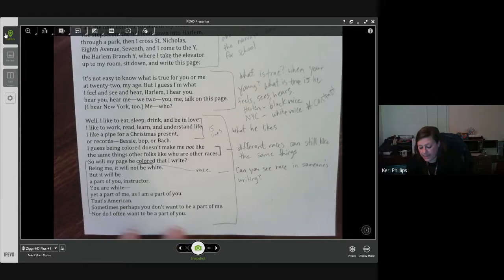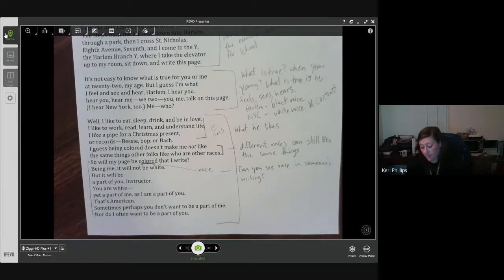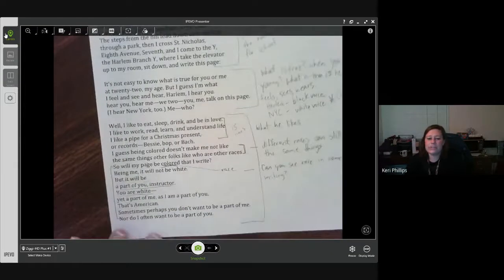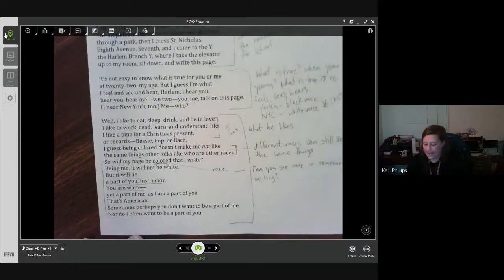And then it says, being me, it will not be white. He's talking about his page. And that's because he's Black, he feels like there's never a time he could ever be perceived as white. But he says, but it will be a part of you, instructor. And you are white, which is an interesting way to think about writing, right? That what you read becomes a part of you.